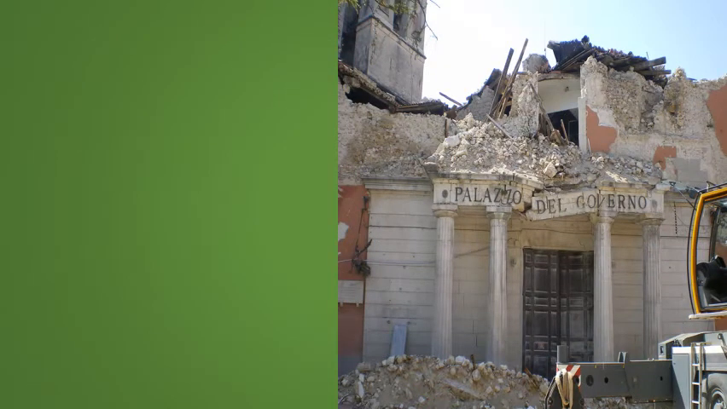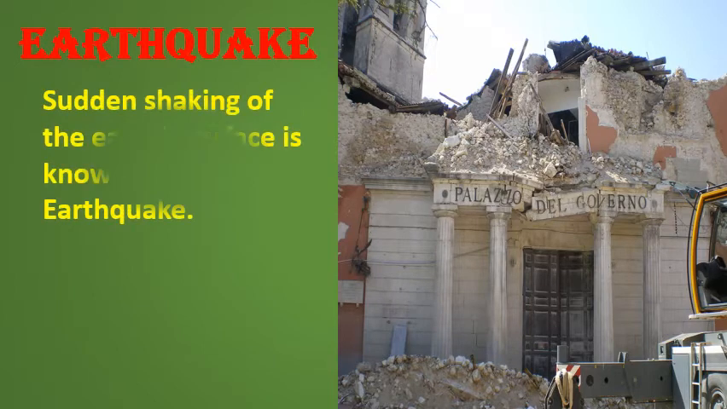Next to come in the list of natural calamities, we have earthquake. The disturbance deep inside the Earth's surface that causes sudden shaking of the surface is known as an earthquake.